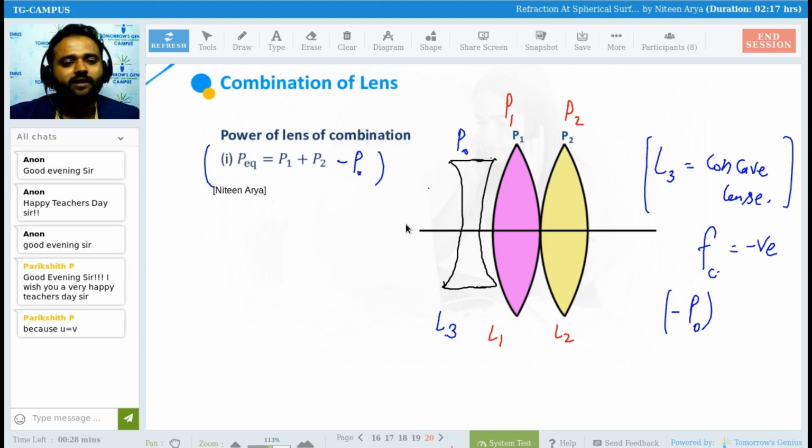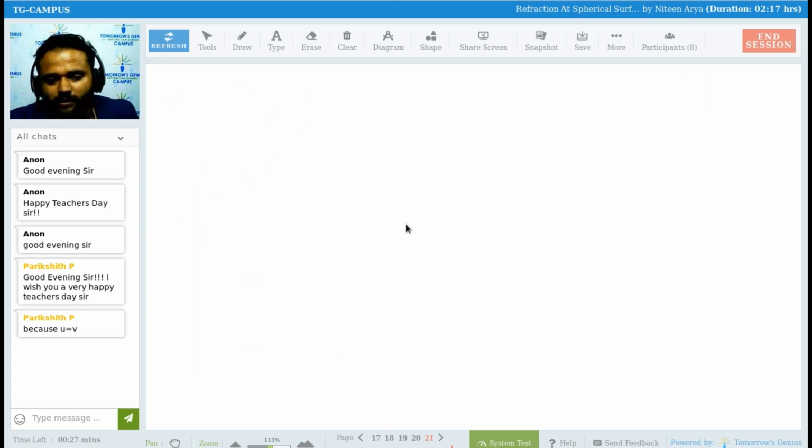Clear? So you need to follow the sign convention also. It's not like you just directly add. If there is a concave with a convex, then if there is a concave only, you need to apply the negative sign. If there is something like this, you need to follow the sign convention. Clear? So that is simple and general.